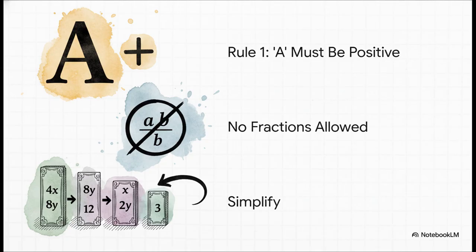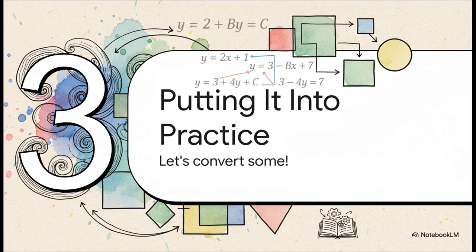And to write it perfectly every time, you just have to follow these three golden rules. Rule number 1, a, which is the number right in front of the x, has got to be positive. Rule 2, like we just said, no fractions allowed anywhere. And rule 3, if a, b, and c all share a common factor, you have to simplify the whole equation by dividing by it.